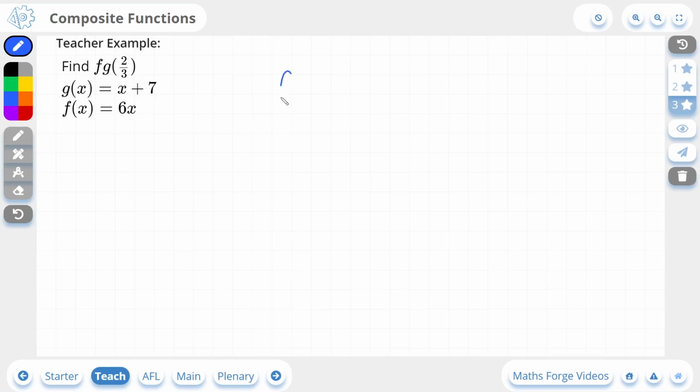Here we're being asked to find f of g of 2 over 3. So the first thing that we're going to do is take the 2 over 3 and input it into g. And that looks like this. g of 2 over 3 is equal to 2 over 3 plus 7. In order to simplify this, we need to get this 7 to have a denominator of 3, so we can actually add it to the fraction.